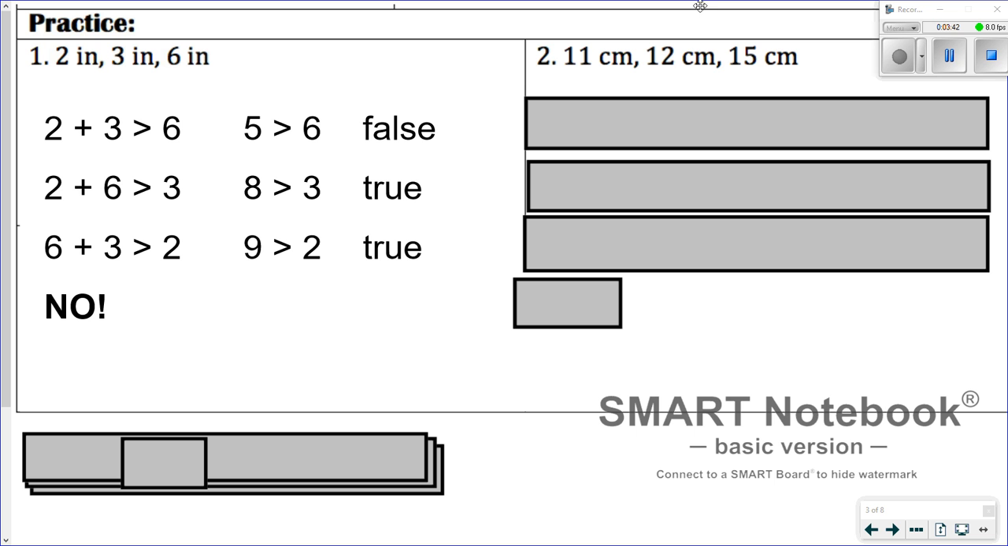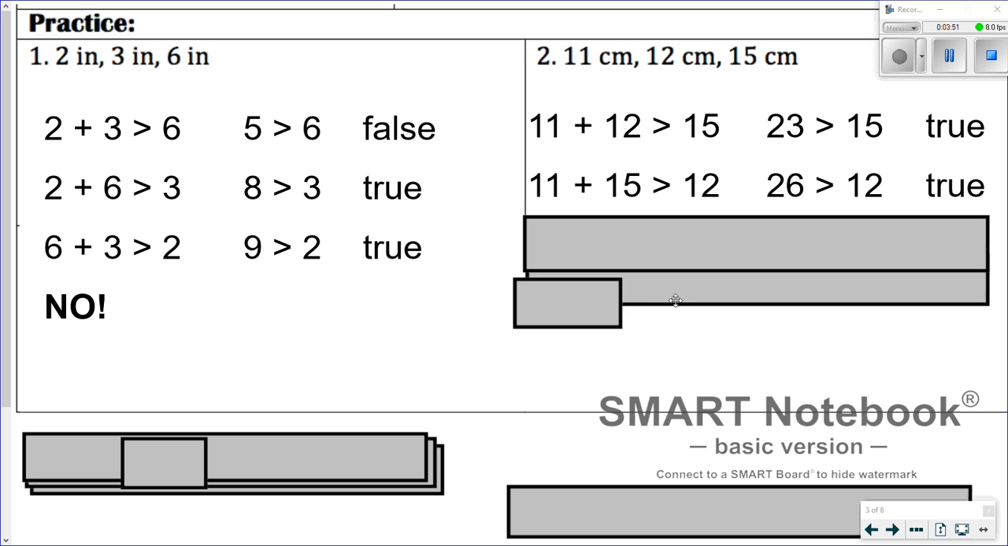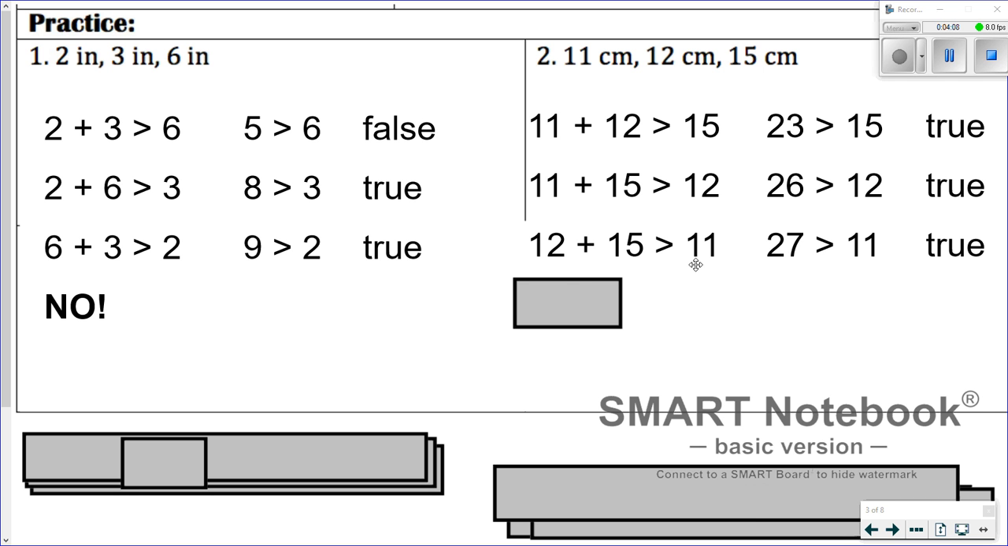If I did the second one, I got 11, 12, and 15. 11 and 12 add up together, make it greater than 15, true. Then I put 11 and 15, add them together, greater than 12, yeah, true. Let's see if the third one will be true. So I use 12 and 15, add them together, and made them greater than 11, and it is true. So these lengths that they gave me can make a triangle, so yes.